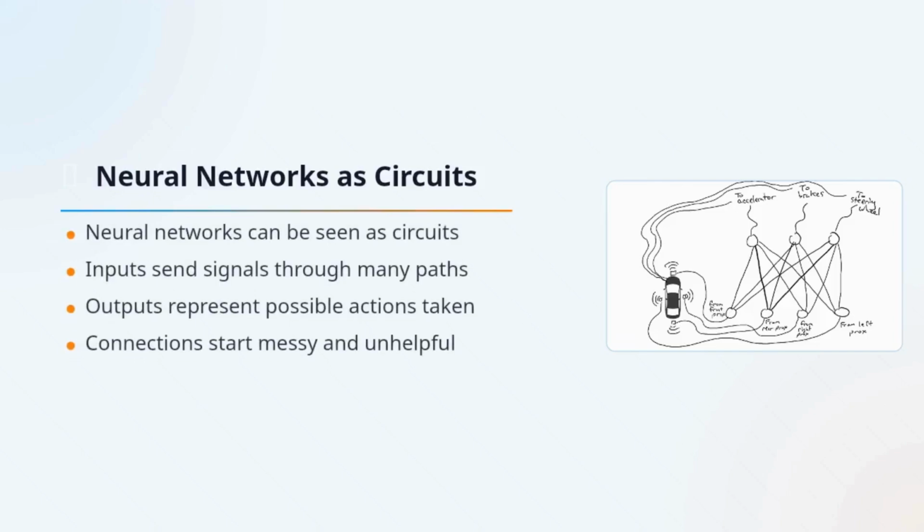Now let us move into neural networks, but with a very friendly metaphor. Instead of thinking about brains, the article asks us to imagine electrical circuits. Inputs send signals forward, outputs trigger actions, and many connections exist between them. At the start, if everything is connected without careful tuning, the result is chaos.